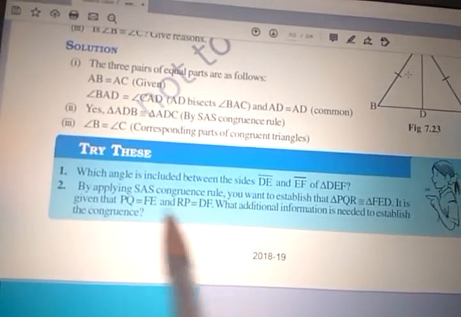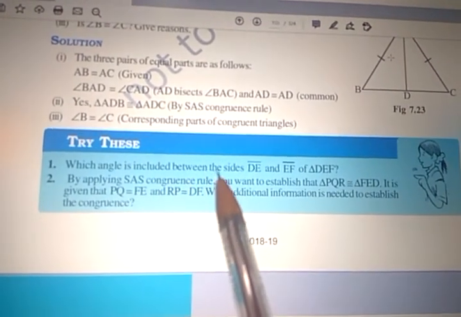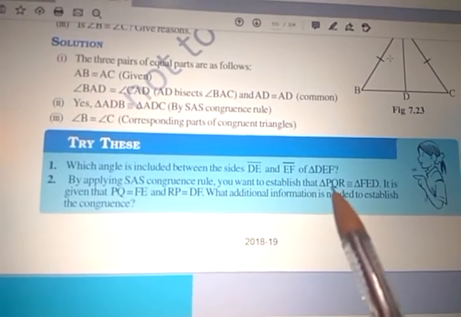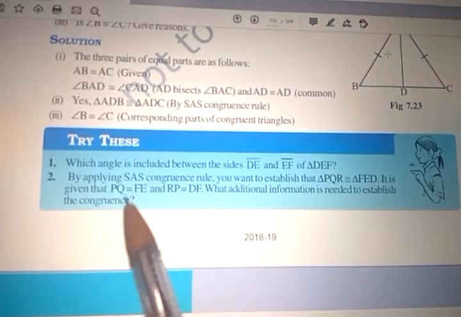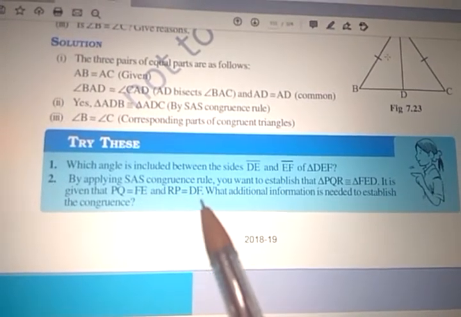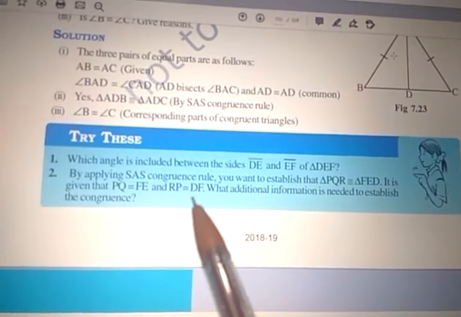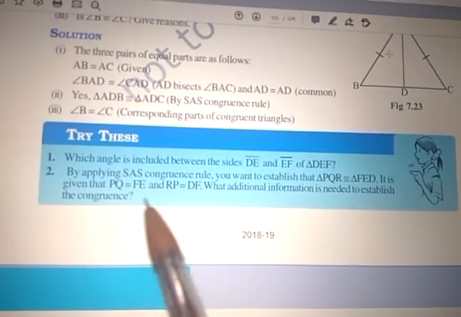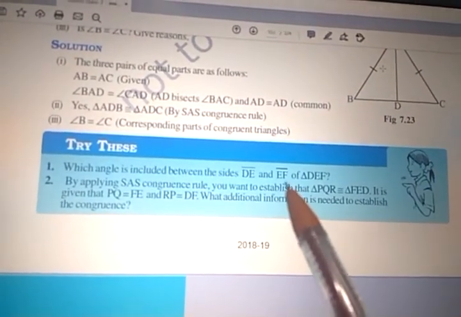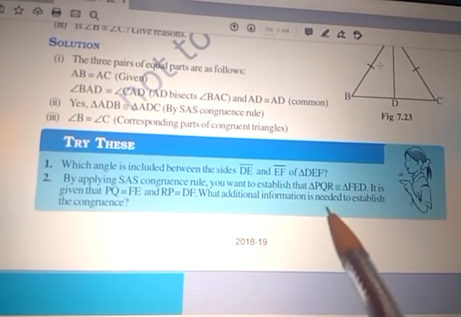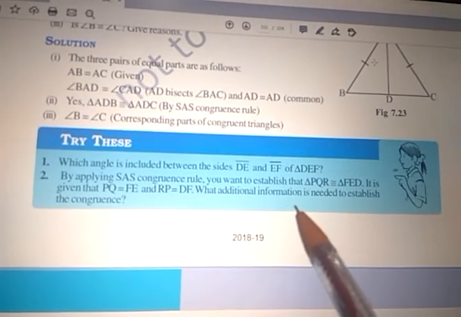Okay. Next question. By applying the SAS congruence rule, you want to establish that triangle PQR is congruent to triangle FED. It is given that PQ is equal to EF, RP is equal to DF, but what additional information is needed to establish the correspondence? Here you see that, students, two sides are given but the angle is missing. So you can write down what? To prove the SAS criterion, here the angle is missing. The angle is not given. So that is our answer. Okay.